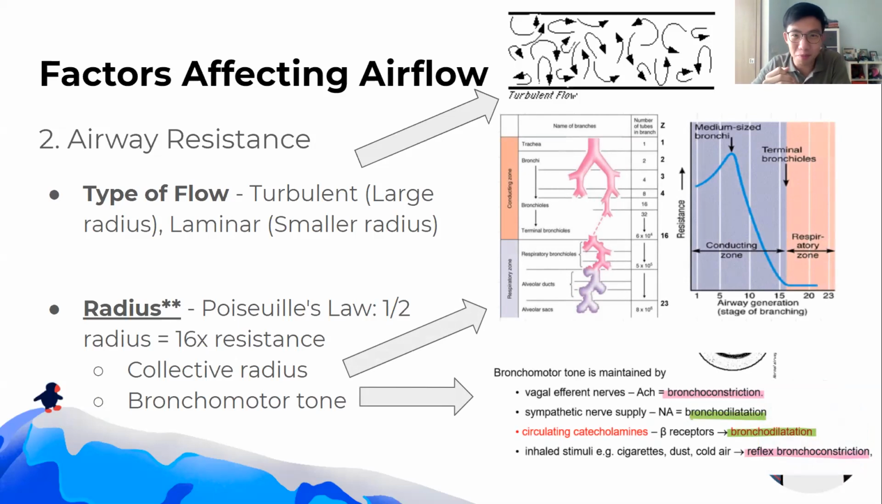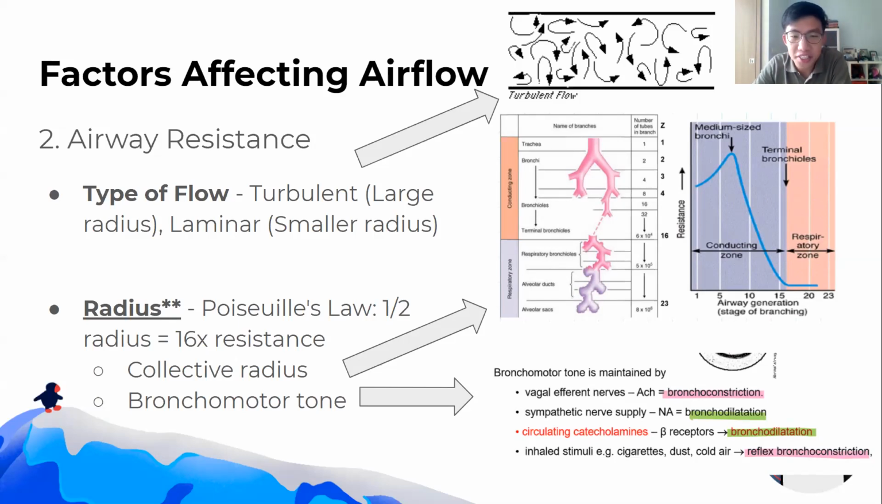I'm not going to bother pronouncing the name. But essentially, if your radius is decreased by half, your resistance will increase by 16 times because it's to the power of 4. So therefore, you can imagine a slight change in the radius of your airways can really affect airway resistance as compared to the type of flow. So there are two factors affecting radius.